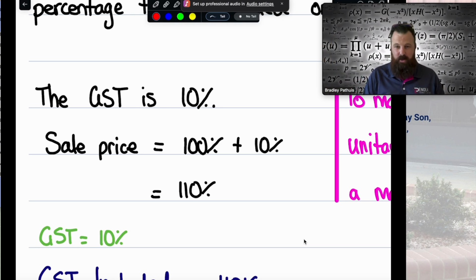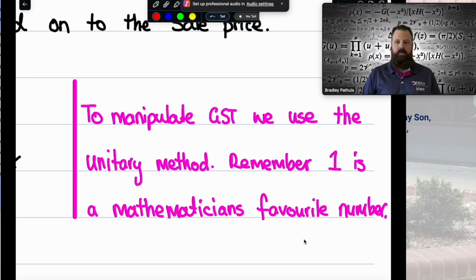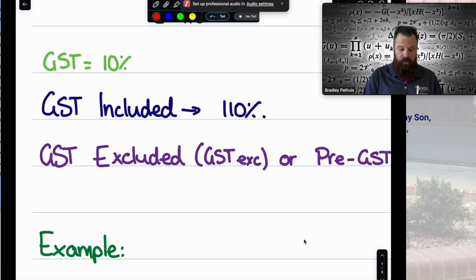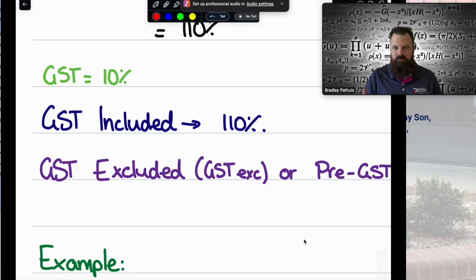Now, what are we going to do with that? To manipulate the GST, we're going to use the unitary method, because remember, the number one is a mathematician's favorite number. I can make anything one, and I can turn one into anything. Before we go any further, we want some terminology as well. So GST, we know, is the 10%. That's the goods and services tax.